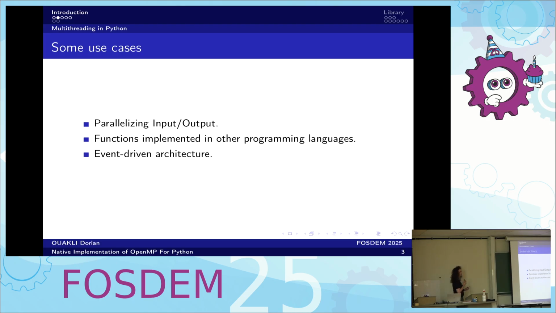So there are some use cases for using threading despite that limitation, which is parallelizing input-output, maybe having a GUI where you can have an event-based system. And also, you can still run parallelized code using threading by releasing the GIL in functions implemented in other languages.